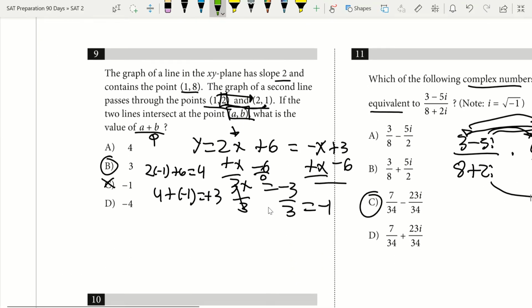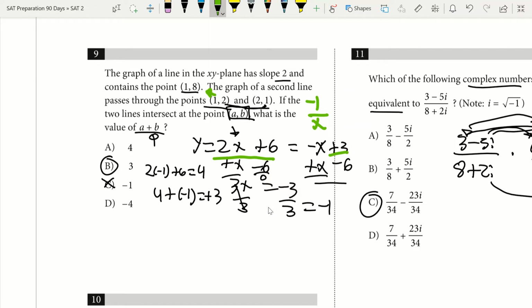Number 9, I've got a graph with a slope of 2. It's got points 1 and 8, which means this equation is going to be 2x plus 6 because if I subtract 2 from 8, I get that 6. I know my other equation. I see here I go from 1 to 2. That's an increase of 1 in my run. I see I rise -1, so I'm going to have negative x be my slope there. I see if I go back from 1, I got to go up by 1. That gives me plus 3.